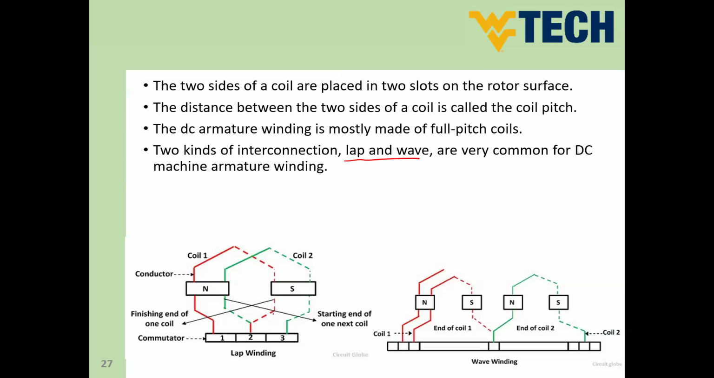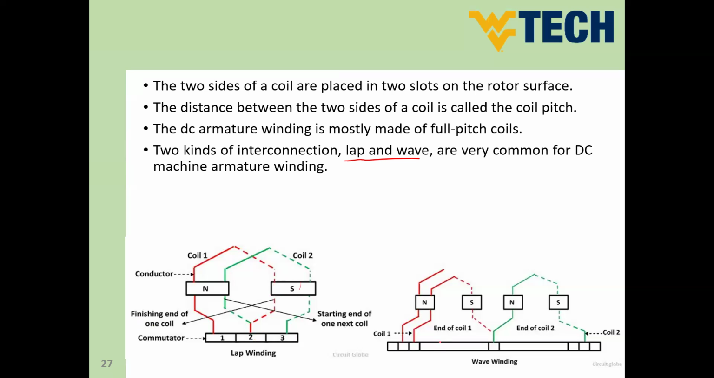So as you can see now, the beginning of coil number two is in slot number two, and both coil number one and coil number two are under the north pole. And here, the end of coil number one and the end of coil number two are under the south pole. So this is called lap winding. In the lap winding, guys, the finish of the first coil is going to be the beginning of the second coil.